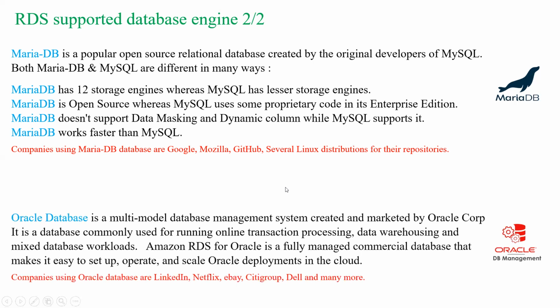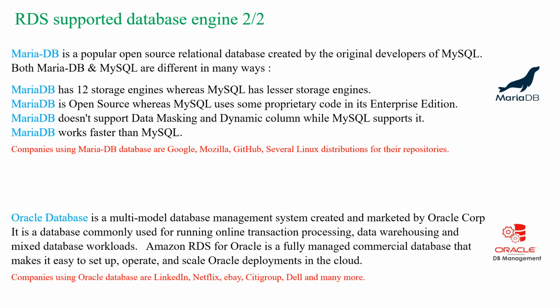The last one is Oracle Database. It is a multi-model database management system created and marketed by Oracle Corporation. It is commonly used for running online transaction processing, data warehousing, and mixed database workloads. Amazon RDS for Oracle is a fully managed commercial database that makes it easy to set up, operate, and scale Oracle deployments in the cloud. So which popular Fortune 500 companies use Oracle Database for their day-to-day operations? Companies like LinkedIn, Netflix, eBay, Citigroup, Dell, and many more. So these are all the different third-party database services supported by Amazon RDS.